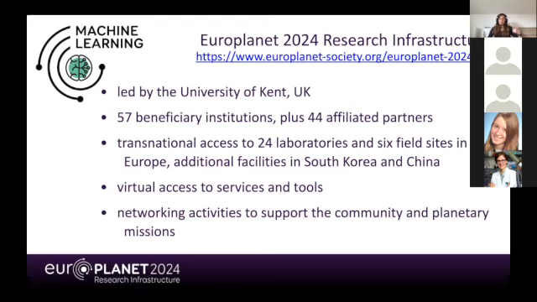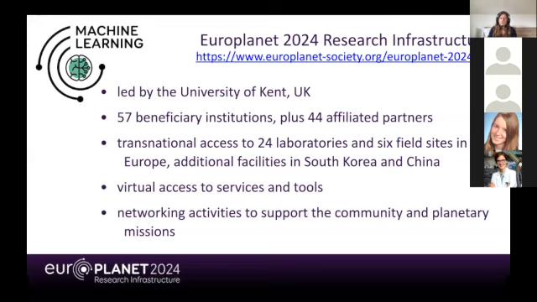And the project is called a research infrastructure because it provides access to different facilities, services, and tools, as there are, for example, access to laboratories or geologic field sites across Europe, but also in other parts of the world. It also provides virtual access to different services, as for example, a geologic mapping tool for mapping planetary surfaces. And it grants also access to telescopes for observation time, for example. There are also different networking activities aiming at strengthening the planetary science community in Europe.